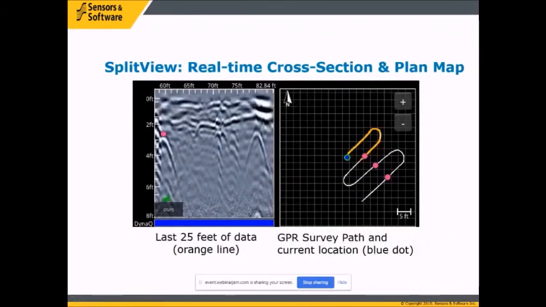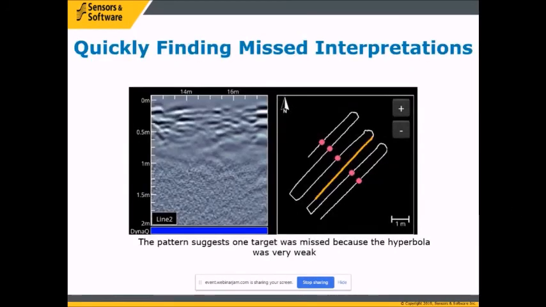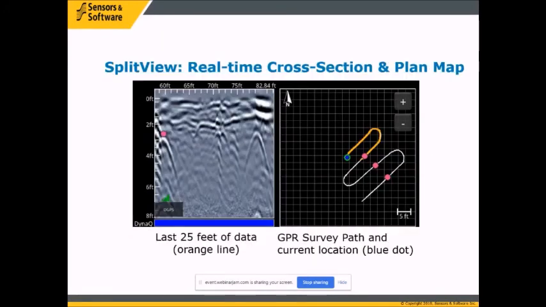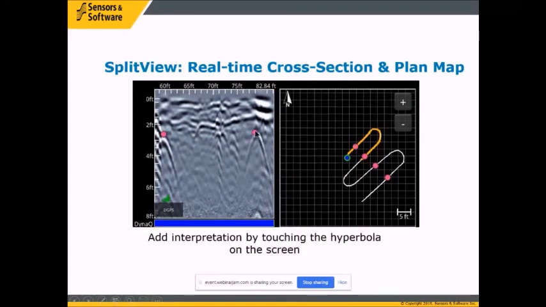Our LMX200 system has a screen we call SplitView that displays the GPR cross-section and the map view at the same time. This shows the relationship of all the interpretations you've added to the data. SplitView allows you to get instant confirmation that the interpretation you're adding to the cross-section is a linear feature in map view. Watch what happens as I add a point to the top of the hyperbola. If I add a point here, it appears in my map view over here. And once we see hyperbolas lining up like this, it increases our target confidence.